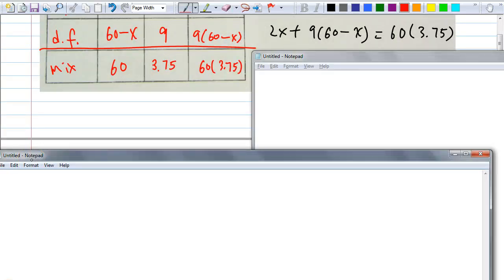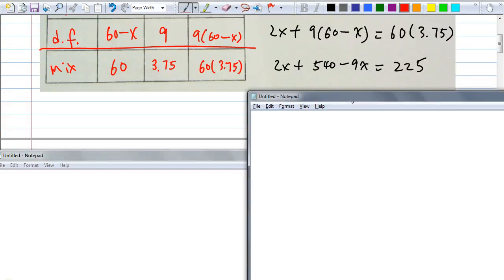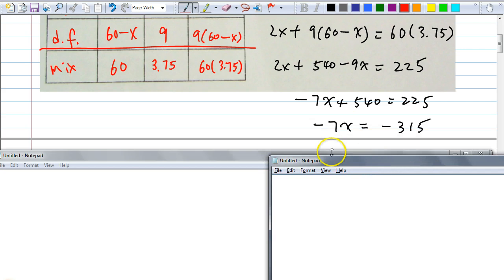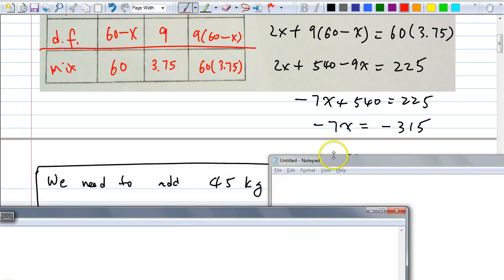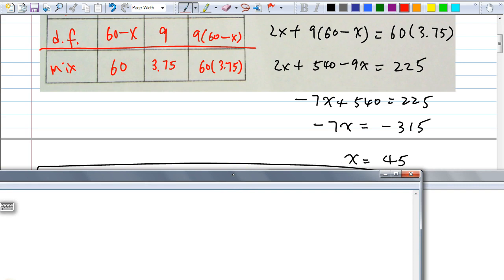All right. So, did you all distribute 9 to the 60 minus x? Okay. And then 60 times 3.75 is 225. Did you simplify the left side? You should have gotten 45. Okay, x equals 45. And what does it mean? Yeah, Colby, what does it mean? It means that you'll need 45 kilograms of cereal and 15 kilograms of fruit.